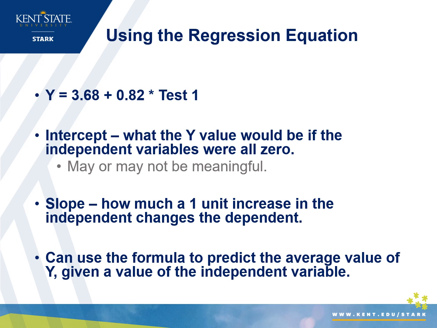Second, the slope tells us how much a 1 unit increase in the independent variable changes the value of the dependent variable. In this example, the units are points on the tests. So we know that a 1 point increase in test 1 is associated on average with a 0.82 point increase in the test 2 score. And in an advertising regression, we might find a slope of something like 2, indicating an extra $1 of advertising brings in an additional $2 in sales.